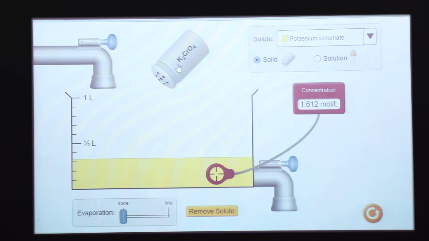So you can see the variation in numbers there. The concentration is increasing every time the particles are added, and at the same time the color of the solution is intensifying, becoming yellow and yellow and yellow.